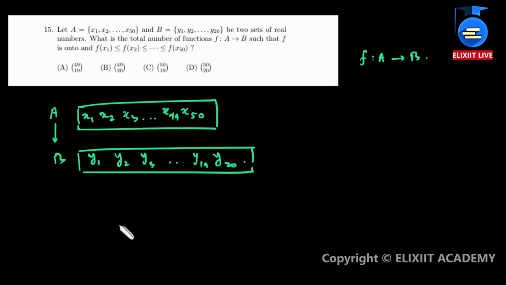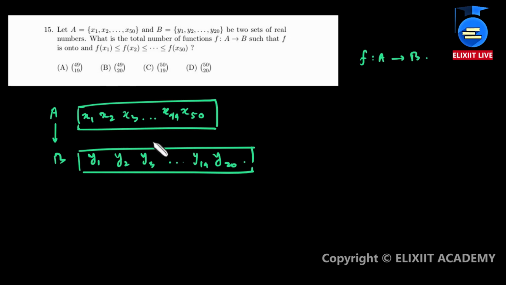Now, in mapping, we know that every pre-image has a unique image, right? Also, here we have the function f to be an onto function. So the range of this f is the entire codomain set, isn't it? Or in other words, each image in B is associated with at least one pre-image in set A. That is the basic definition of an onto function.